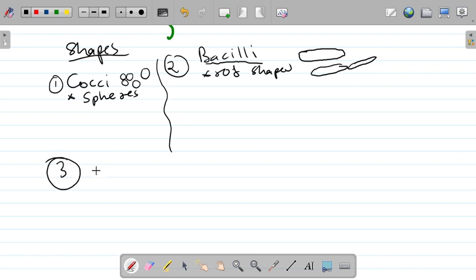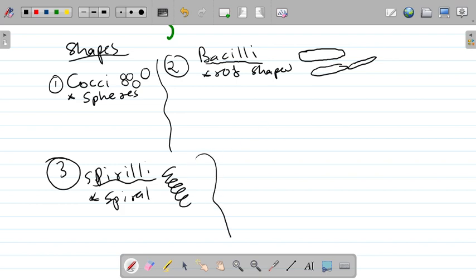Then the other one are spirilla. This one is simple to remember. Spirilla, they are spiral shaped. When you say something spiral, it looks something like this. Yeah, like a spring, basically.